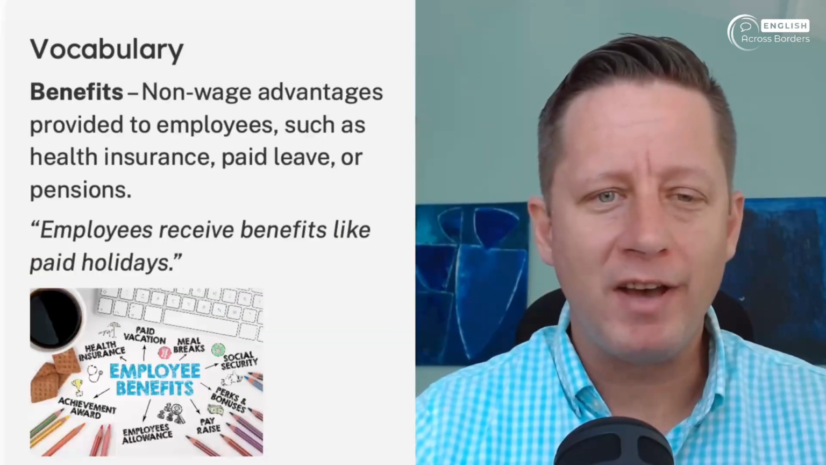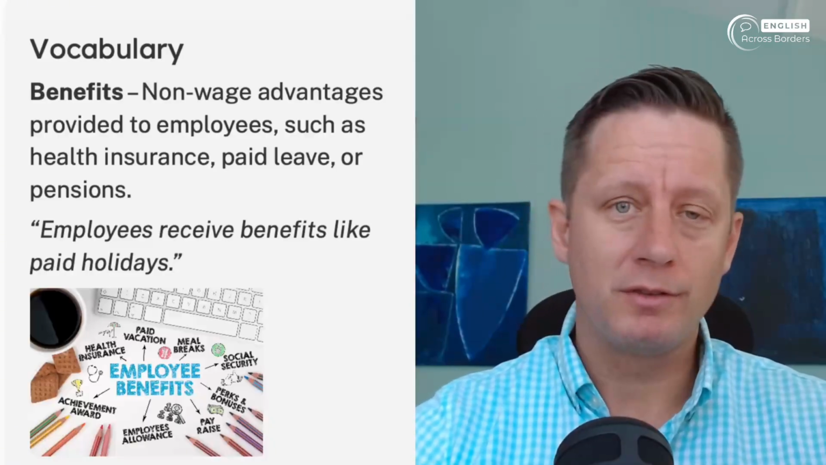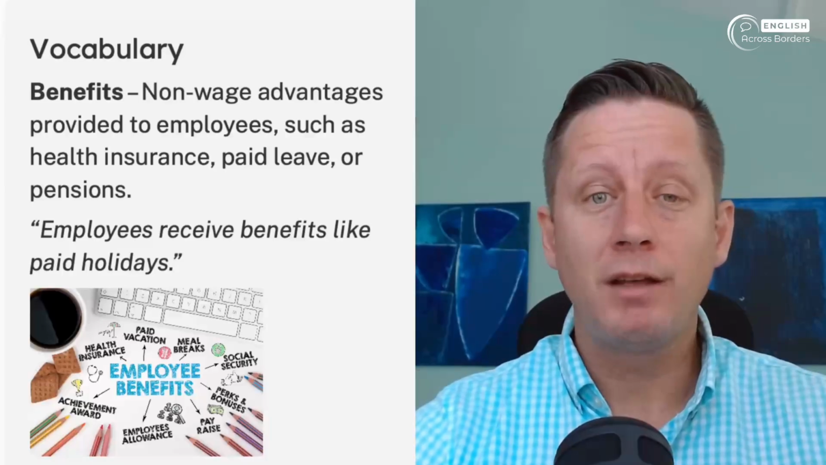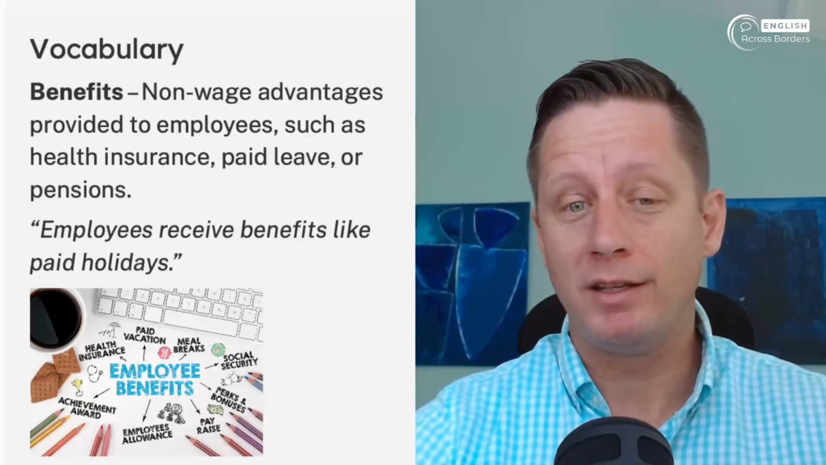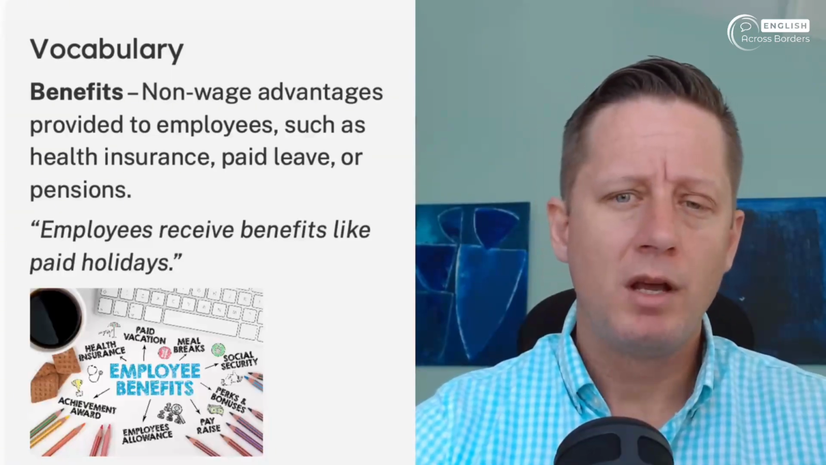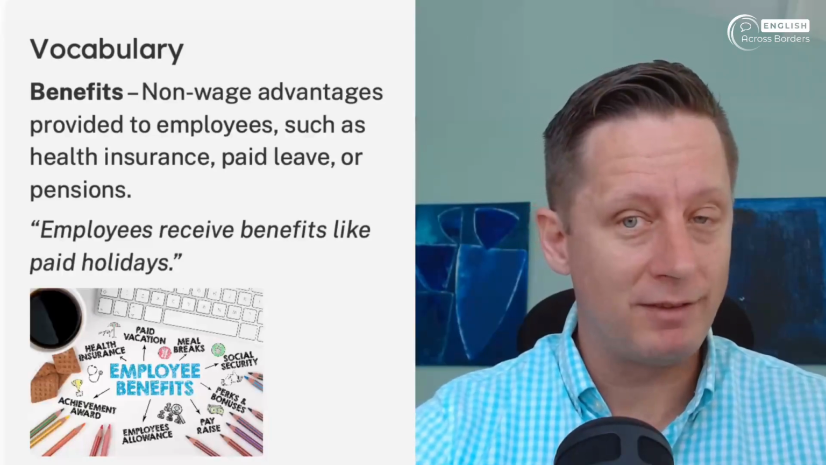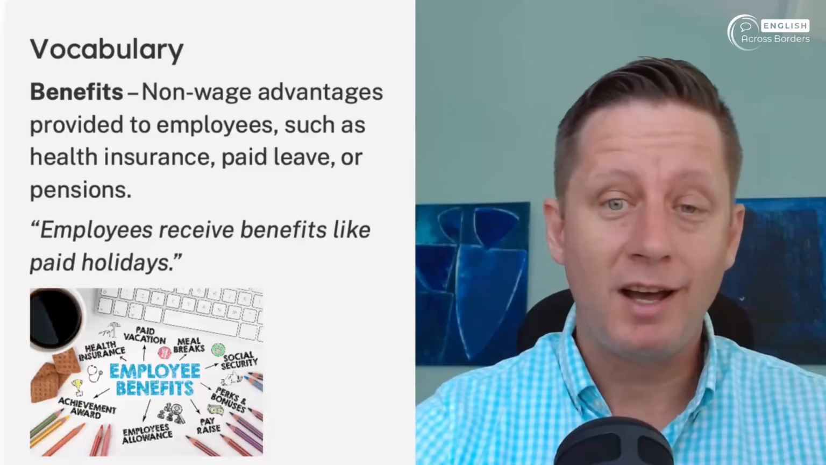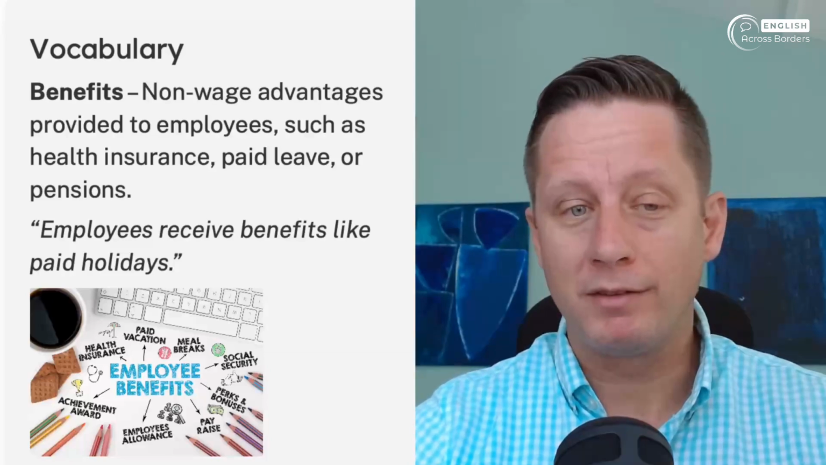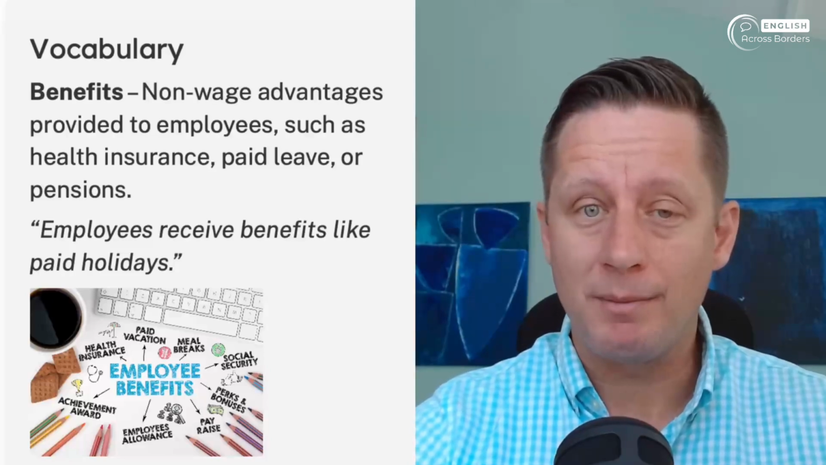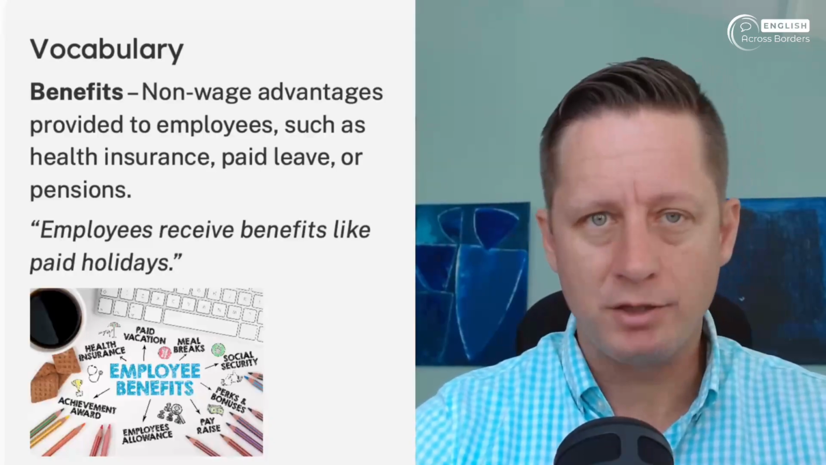Benefits are extra advantages employees receive beyond salary. This includes health insurance, paid leave, pensions, and sometimes bonuses. For example, employees receive benefits like paid holidays. Let's look at this story. A worker compares contracts. Job A offers higher salary, but no benefits. Job B offers health insurance, holidays, and pension. The lawyer explains those are employment benefits. Contractors usually do not get them. Benefits are one of the biggest differences between employees and contractors.